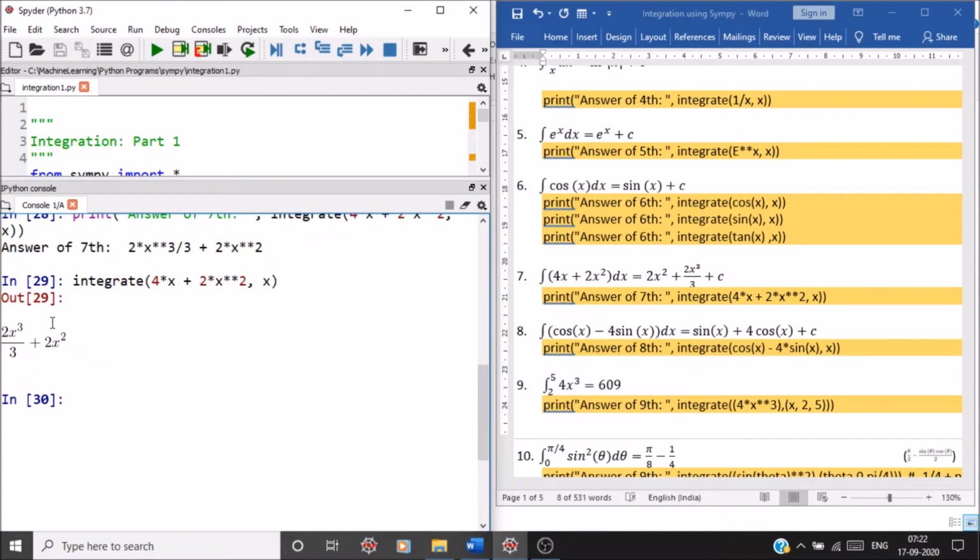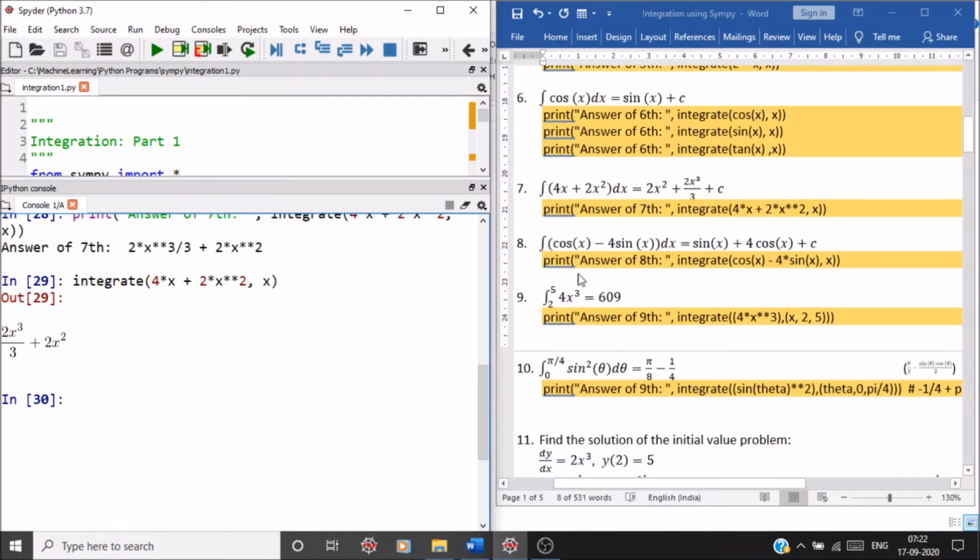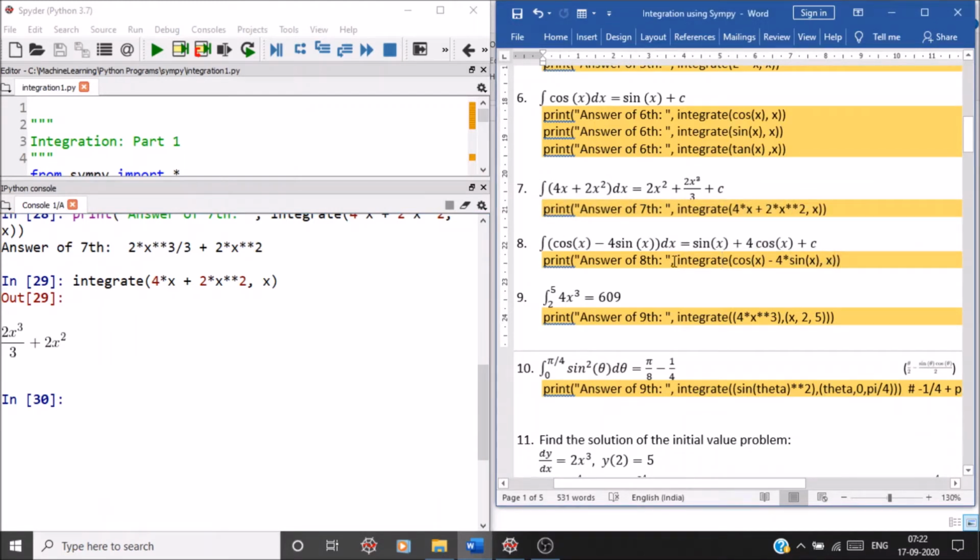So 2x to the power cube by 3 plus 2x square. Next is integration of cos x minus 4 sin x dx. The answer will be sin x plus 4 cos x. So you can execute it. If you execute only this particular part, we can get the answer.